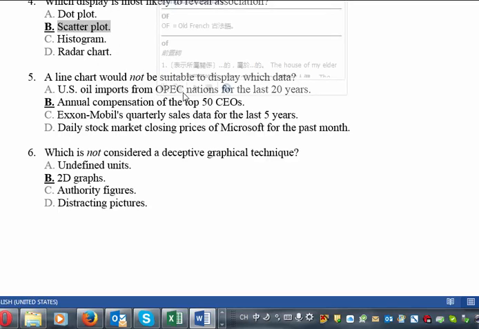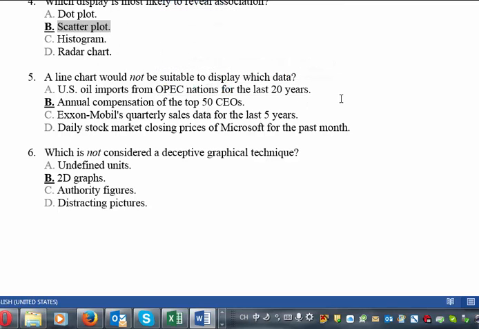A, U.S. oil imports from OPEC nations for the last 20 years. B, annual compensation of the top 50 CEOs. C, ExxonMobil's quarterly sales data for the last 5 years. And D, daily stock market closing prices for Microsoft for the past month.